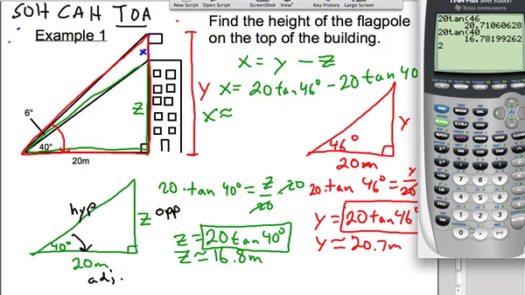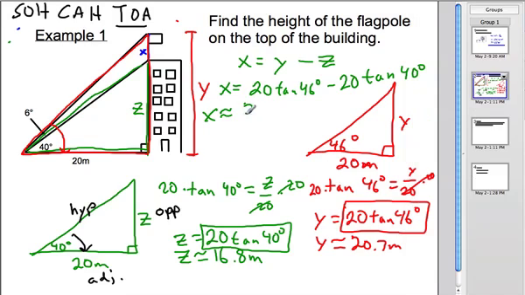So I'm going to do 20 tan 46 minus 20 tan 40. That equals about 3.9. So this x value is about 3.9 meters, which is the height of the flagpole.